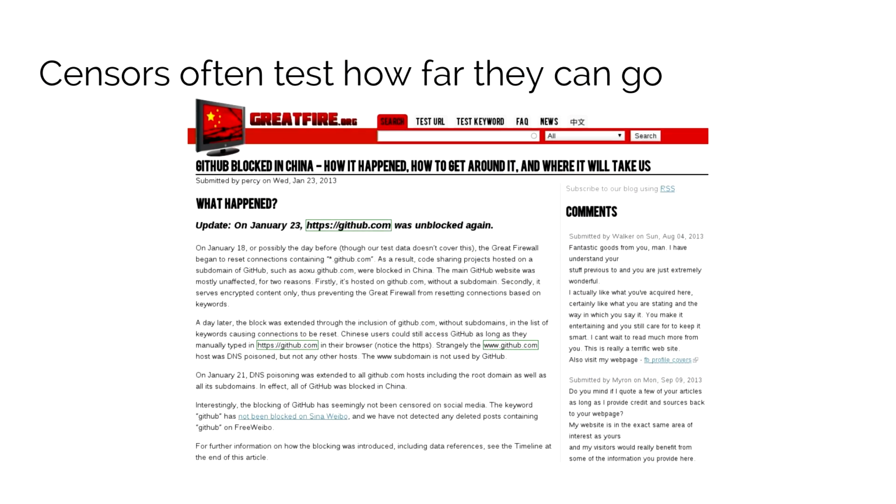And who remembers this incident from a couple years back when the Great Firewall was messing with traffic to GitHub? And over a couple days, they gradually increased the censorship, and it looked like they were trying to see how far they can go. How much can we prevent access to GitHub before people start yelling at us, right? And this went on for some days until at some point GitHub was completely unavailable.